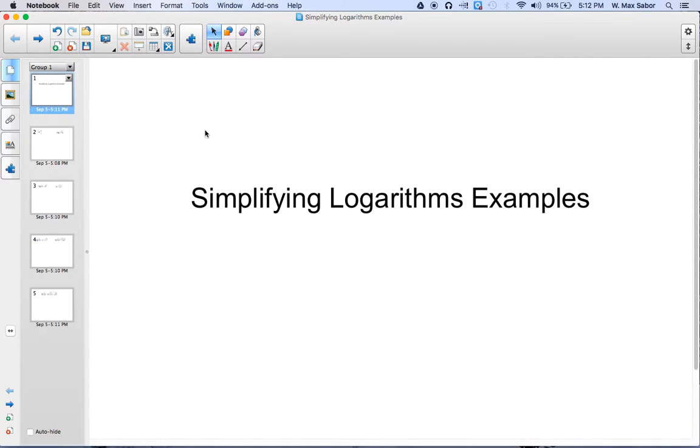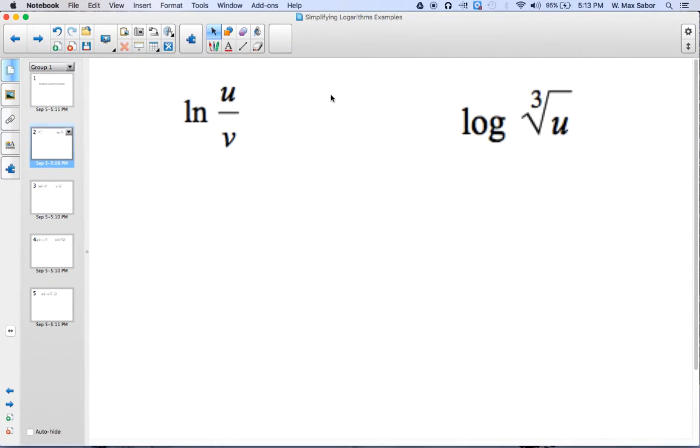Here are going to be some examples on how to simplify logarithms. So we'll start pretty simple. These are all going to be with variables, some of them with natural log and some of them with log base 10.